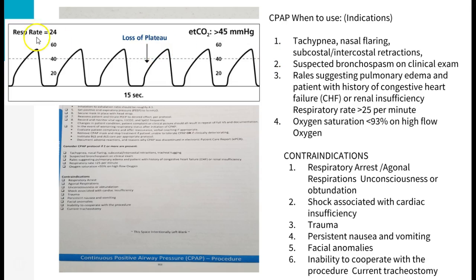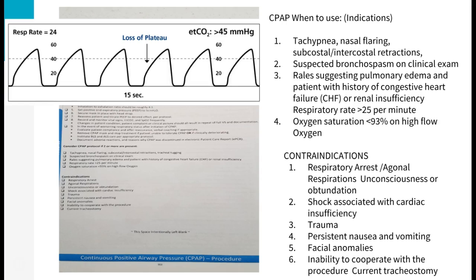We're going to see an increased respiration rate, 24 plus, as well as typically low oxygen saturation. This is seen a lot in our CHF patients who have pulmonary edema, fluid in the lungs. We're using a positive airway pressure to help push that fluid out of the way.